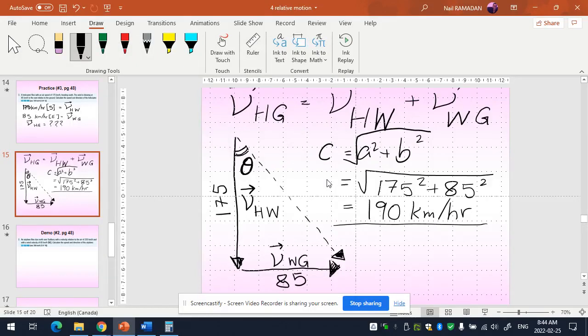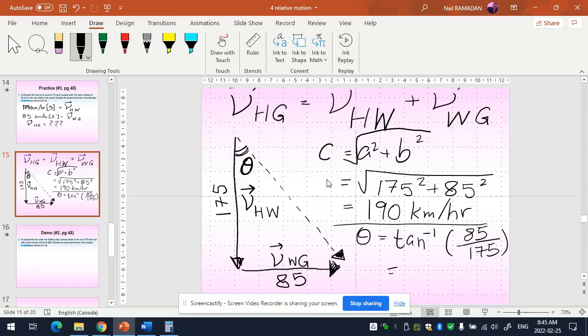That's my magnitude. Now I need my angle. Theta equals, is it sine, cosine, or tan all the time for right triangles? Yep, tan. Why? Because you already know the opposite exactly, and you know the adjacent exactly. The 190 kilometers per hour for the hypotenuse is a rounded value. Don't use that. So tan inverse of opposite over adjacent. In this case, the opposite happens to be the 85, and the adjacent happens to be the other one.